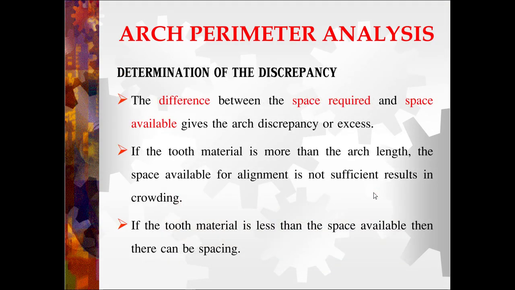Now we have two values: the amount of space available and the amount of space required. The difference between the two will tell us about the discrepancy or availability of space in the dental arch. If tooth material is more than the arch length, it indicates crowding in the dental arch. But if the tooth material is less than the space available, it indicates spacing in the dental arch.